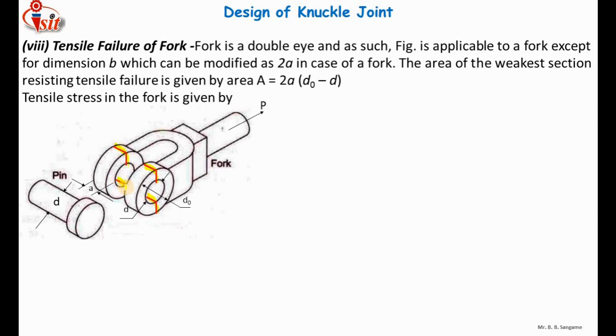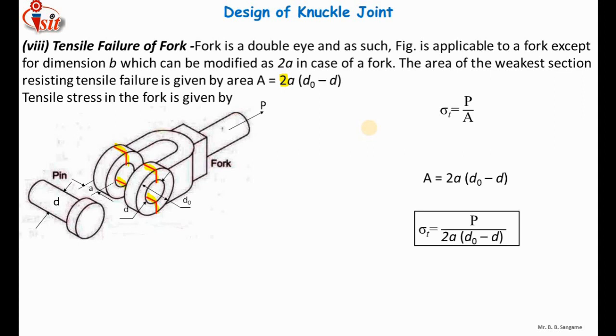This area is actually 2a into (do minus d), where a is the thickness of one eye. Here I have considered 2a because there are two eyes for the fork. So this a and this a, these are the two thicknesses, multiplied by (do minus d). Sigma t, the induced tensile stress, is equal to P by A. We have already calculated the formula, we just have to replace the area. The area is 2a into (do minus d), so the formula is sigma t equals P divided by 2a into (do minus d).